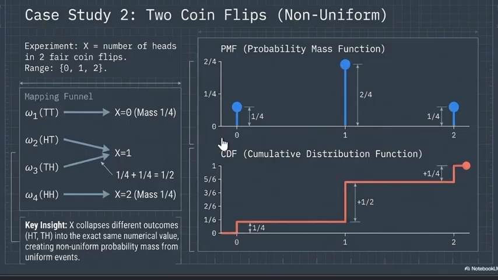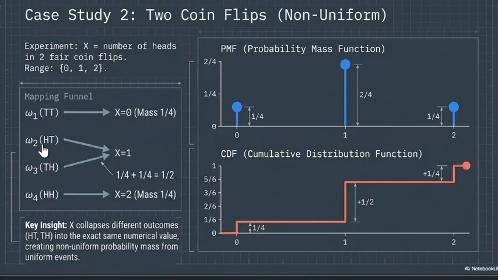The previous example which we saw was a uniform PMF. In a non-uniform PMF, let's take X as the number of heads in two fair coin flips. The range will be 0 heads, 1 head, and 2 heads. More than that, nothing can occur. So the outcomes you will write like this, where X is the count of heads.